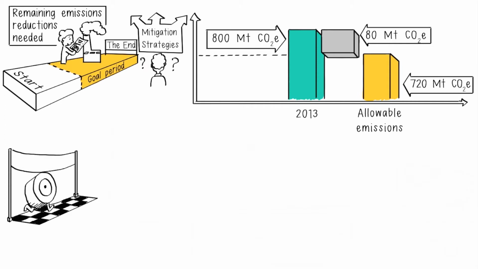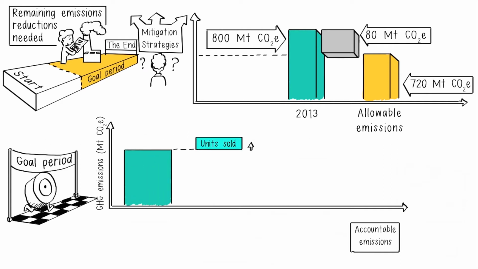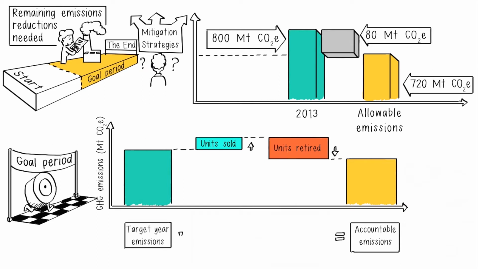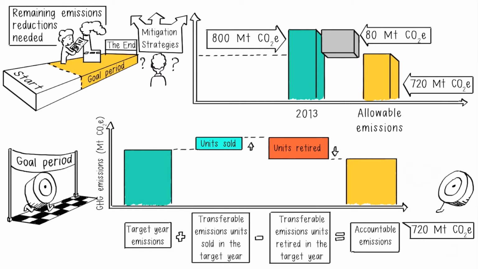Once the target year arrives at the end of the goal period, the accountable emissions are determined, including any transferable emissions units and calculations of changes of net emissions in the land sector depending on its treatment. In our example, the accountable emissions equal the emissions within the goal boundary of the target year plus transferable emission units sold in the target year and subtracting transferable emission units retired in the target year. The total is 720 megatons CO2 equivalent, which is the same as the allowable emissions calculated earlier. So the goal has been achieved.